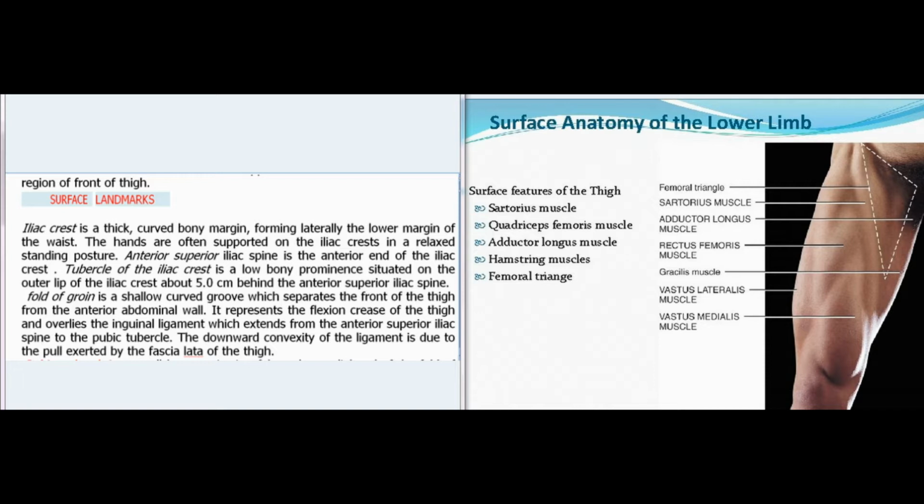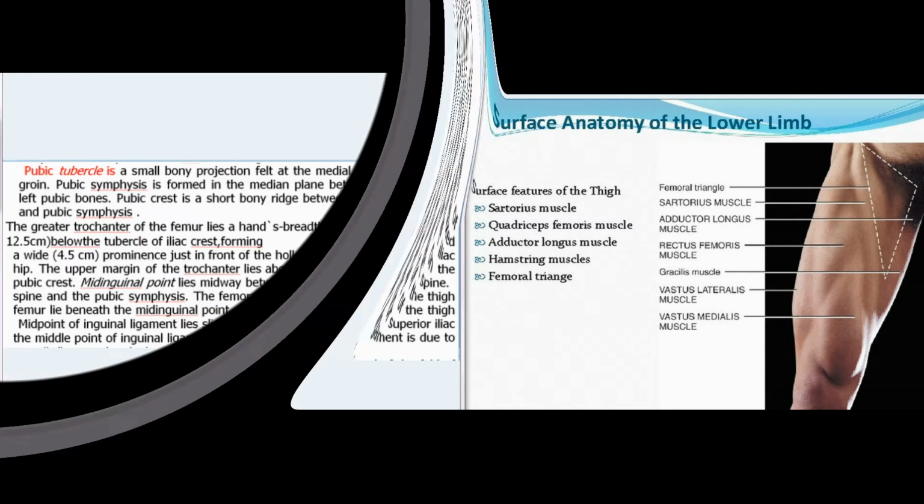The fold of the groin is a shallow curved groove which separates the front of the thigh from the anterior abdominal wall. It represents the flexion crease of the thigh and overlies the inguinal ligament, which extends from the anterior superior iliac spine to the pubic tubercle. The downward convexity of the ligament is due to the pull exerted by the fascia lata of the thigh.